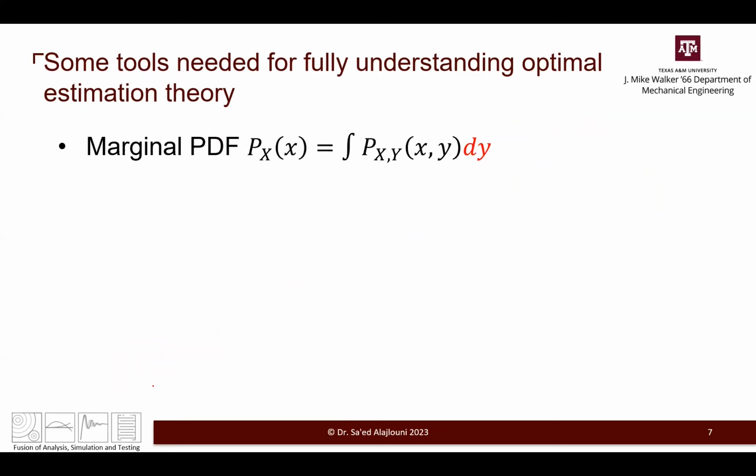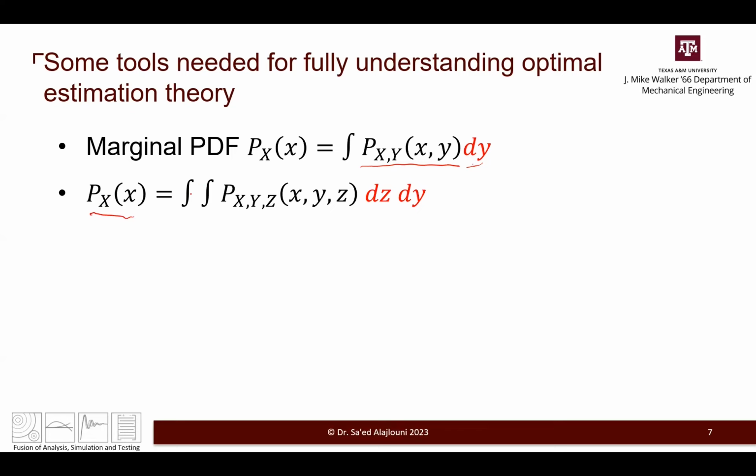Marginal PDFs. A marginal PDF is something you would get from a joint PDF. So if we have a joint PDF of x and y, and we integrate over y, then we get the marginal PDF, or the PDF of x. If we have a joint PDF of more than 2 random variables, in this case x, y, and z, then in order to get the PDF of x, we have to integrate twice, once over y and again over z, and the order of integration doesn't matter.